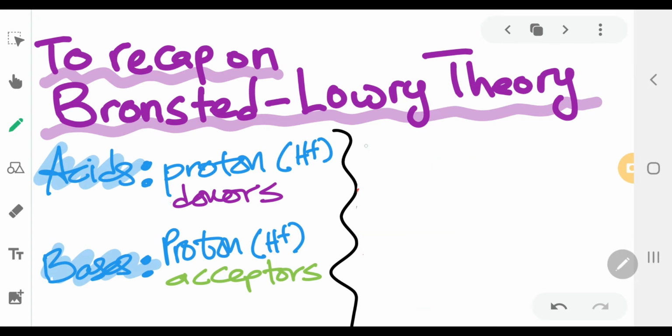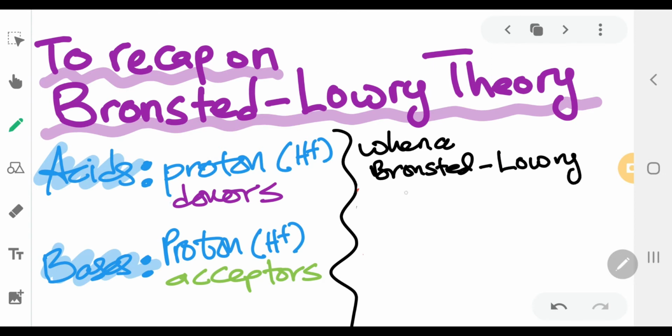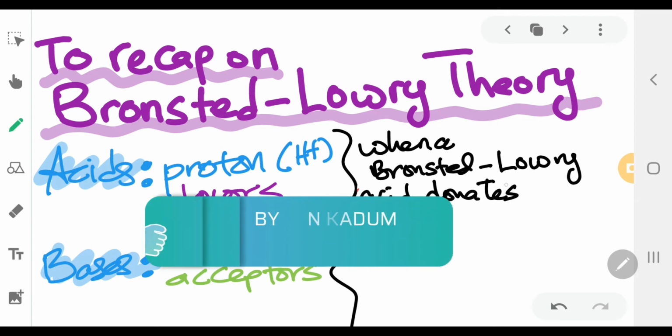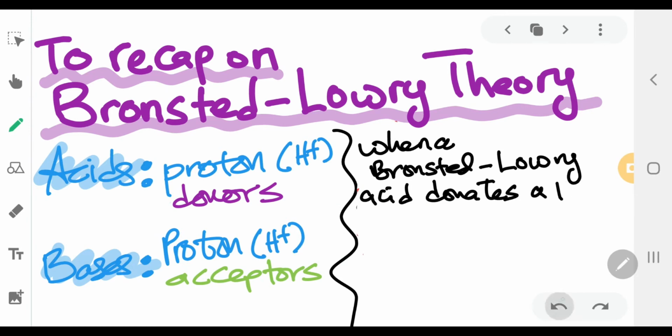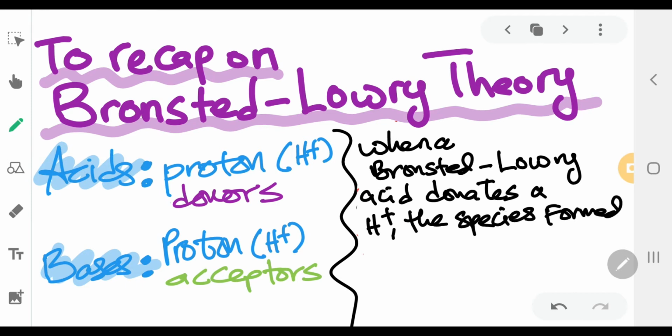acid. Conversely, when a Bronsted-Lowry acid donates a proton, we're going to form the conjugate base.